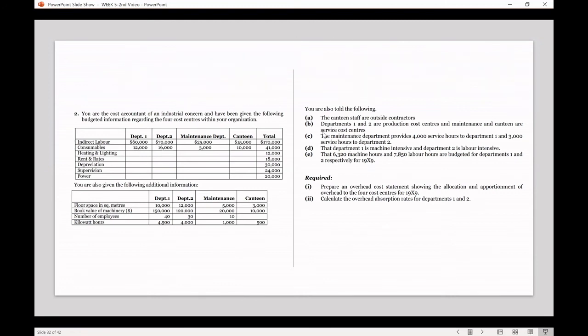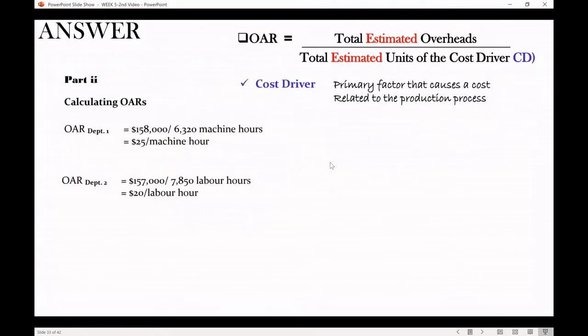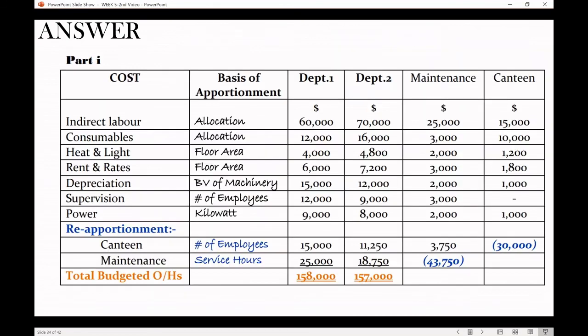So we come back over here in this additional information section and we did speak about it. Point D and E, right? Department 1 is machine intensive. So our cost driver is gonna be machine hours. Department 2 is what? Labor intensive. So our cost driver is gonna be labor hours. So department 1, machine hours, 6,320. So respectively, these are our overheads. Department 1, it's gonna be the cost divided by our cost driver, giving us our OAR, which is $25 per machine hour. Department 2, $20 per machine hour. So remember, we have to keep our dollars and our units because dollars divided by units gives you dollars per unit, right? So this is the end of our question.